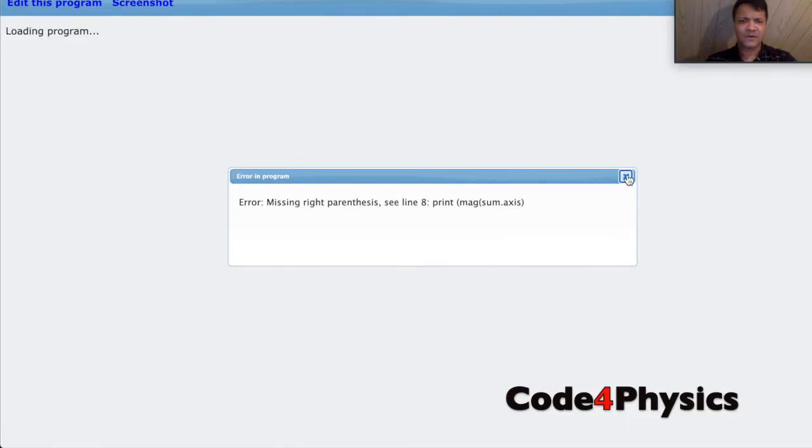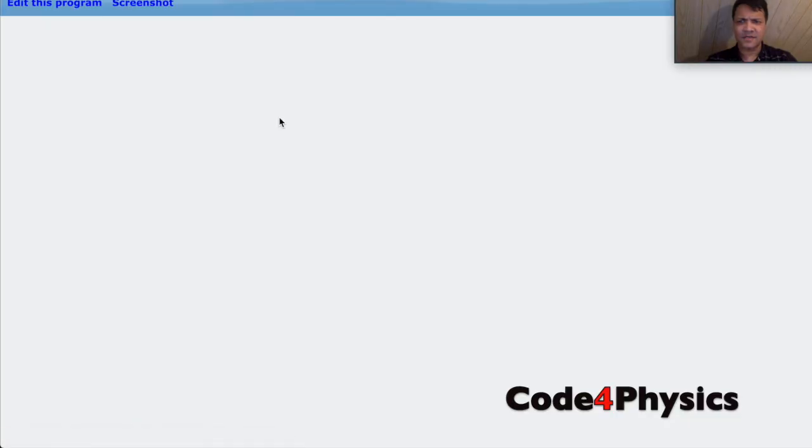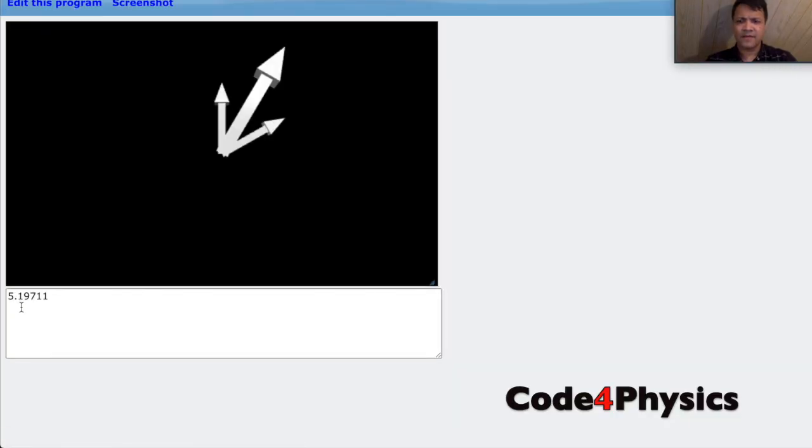Oops, error. So I think we forgot a parenthesis. Let's go and fix it. We forgot a parenthesis, so let's run it. And there you go, 5.2. So the magnitude, well, we got 5.2 the other way.